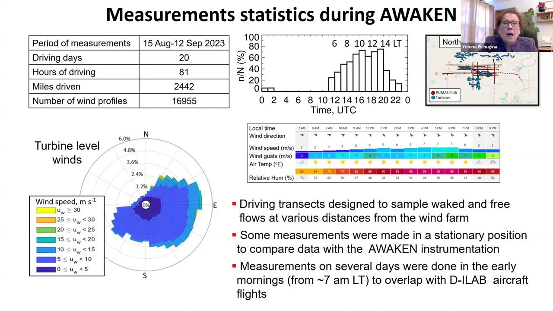So here are some statistics about those measurements. As I said, we did measurements in August, about a month, but only 20 days had good measurements due to reasons I already mentioned. But anyway, we have a huge number of profiles that we are analyzing. Wind roses show distributions of winds during our experiments, and you can see here mostly easterly or southeasterly winds, but this particular site is characterized mostly by southerly winds. It's just for us, we did not see much southerly wind. This plot shows a distribution of our measurements by hours, and you can see that mostly we did measurements between 6 and 12 local time.